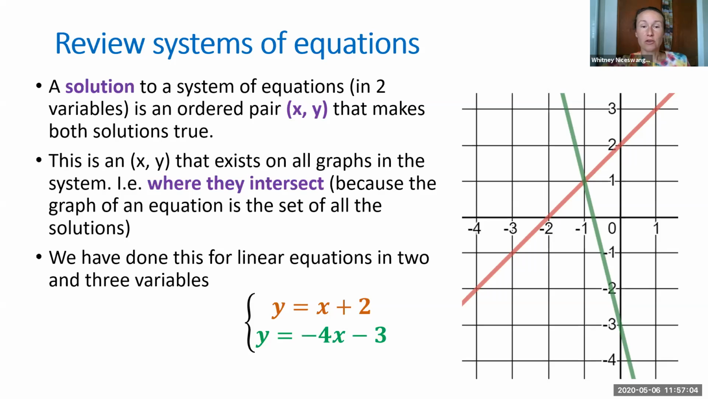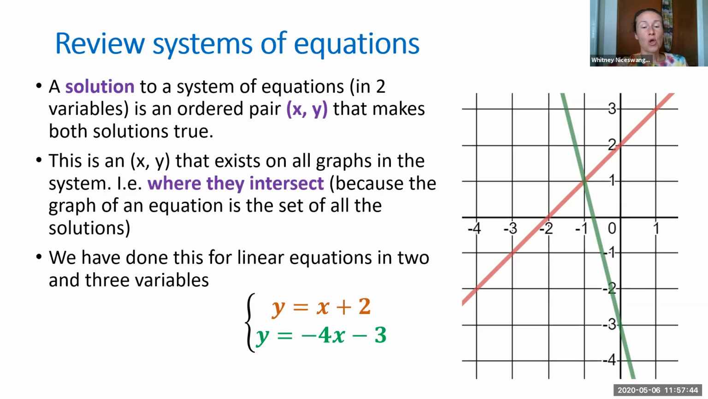The graph of an equation is all the points that make that equation true. So the solution to two equations is going to be all the points that make both those equations true. That's where those two graphs intersect. Each point is described as an XY pair, so XY pairs are what our solutions are going to look like here. We've done this for linear equations in two variables, and we also did it for linear equations in three variables.